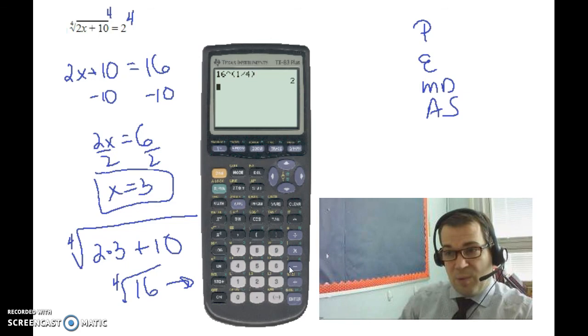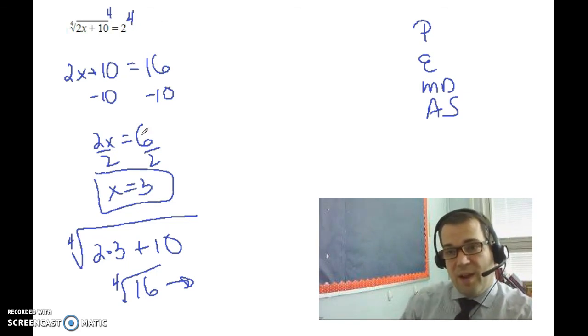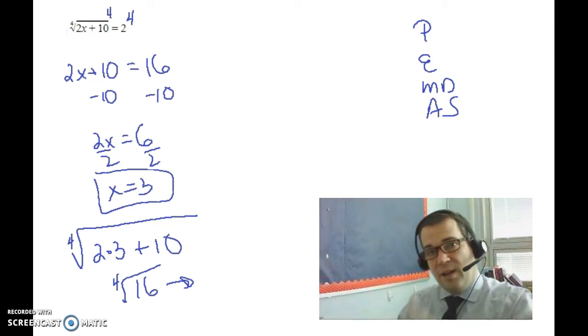And if this equals what it's supposed to equal, it equals 2. It's supposed to equal 2. I know my answer is correct. Yay. Good luck.